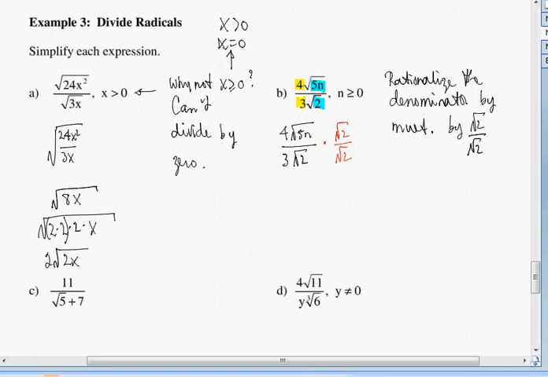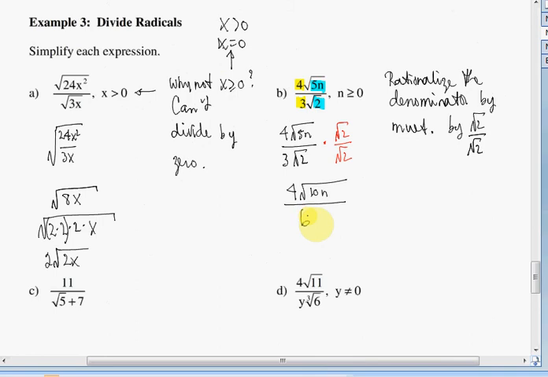Okay, so simplify what's in the numerator. We have a coefficient of 1 on our root 2, so 4 times 1 is 4. Square root of 5n times the square root of 2 is the square root of 10n. Divided by 3 times root 2 times root 2. Well, remember, root 2 times root 2 is the square root of 4. The square root of 4 is 2, so really we have 3 times 2, which is 6 in the denominator.